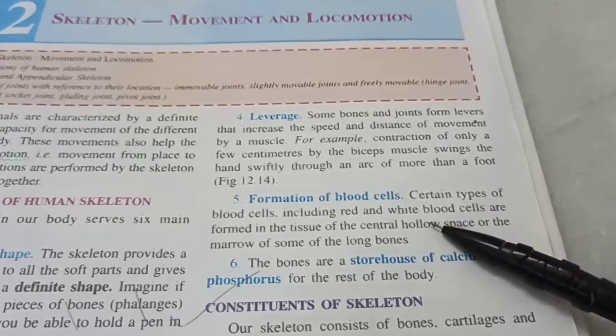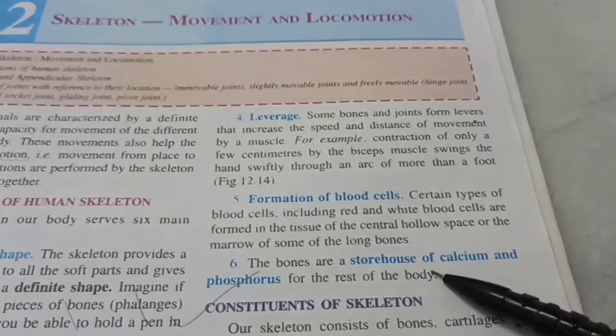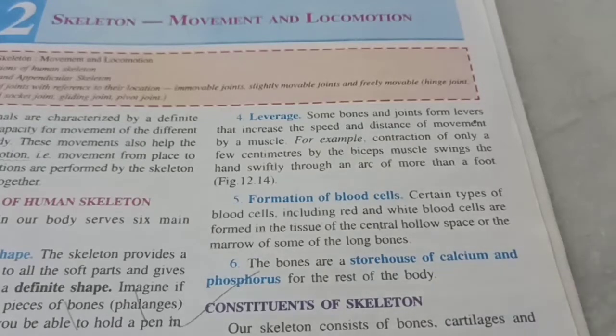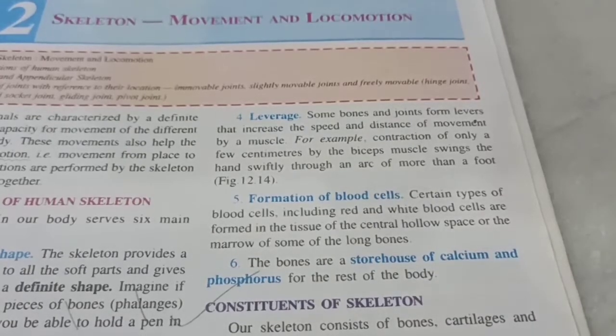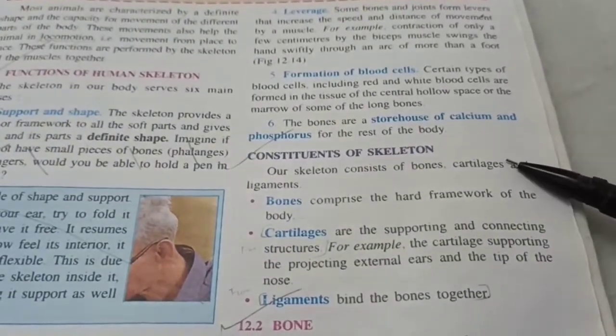You know, the central part of long bones is actually hollow and filled with some porous tissue which forms these blood cells. And the sixth function is that the bones are a storehouse of calcium and phosphorus, which are required for the rest of the body. Now, constituents of the skeleton. It comprises of three things: bones, of course.